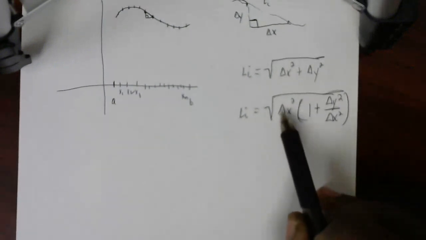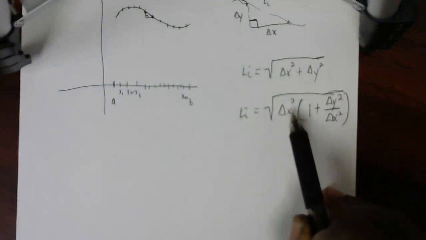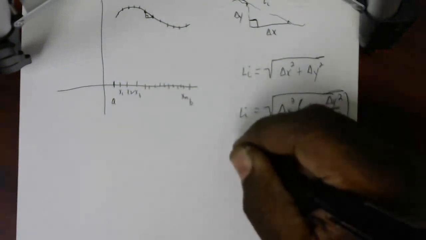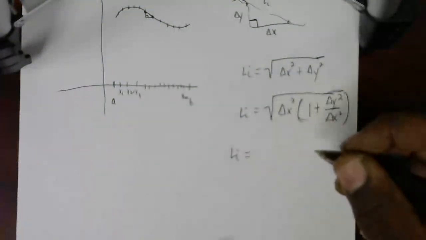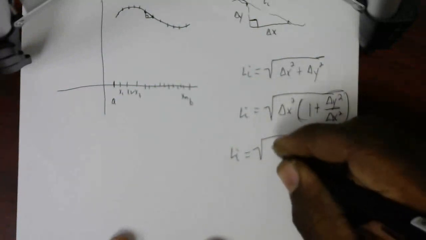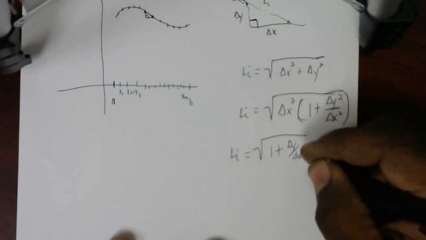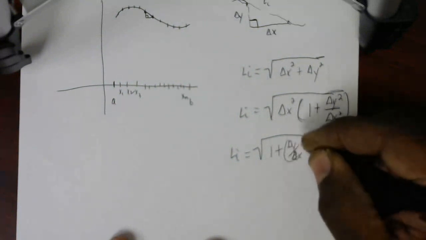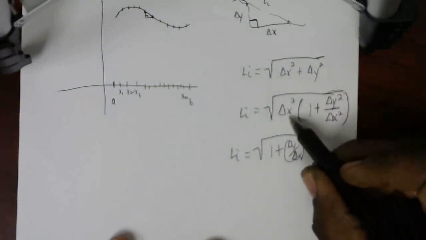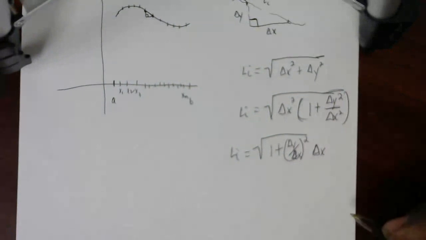So then lastly, I can factor out this delta x squared. The square root and the square cancel, so I'm left with something that looks like this. L sub i is equal to the square root of 1 plus (delta y divided by delta x) squared. The square root and the square cancel, so I have delta x outside of the radical.